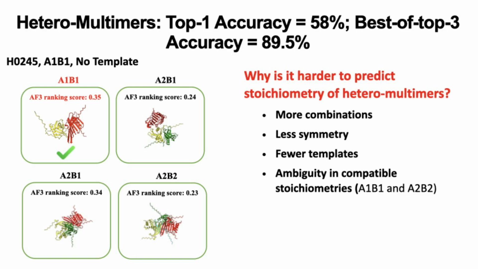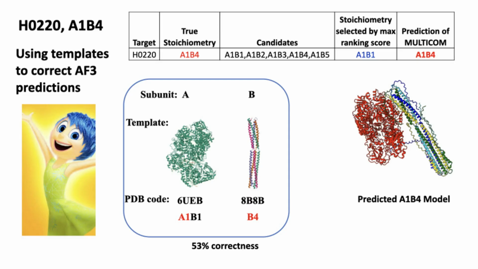And here I'd like to show you another example. So here, for this target, the stoichiometry is A1, B4. Actually, the AF3 top 3, we also choose A1, B1. However, we find 2 templates for the 2 chains. The second chain has 4 copies. So we predict A1, B4, so correctly predicted.